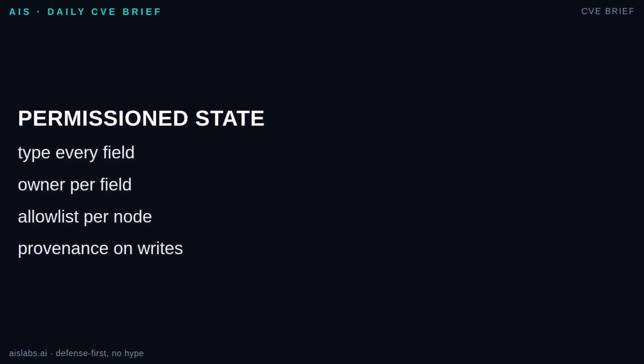Every field has a type. Every field has an owner, meaning the node or subsystem responsible for making that field true enough to use. Every node gets an explicit write-allow list. If a node tries to write a field it does not own, or is not allowed to update, the state layer rejects it. Every successful write gets stamped with provenance: author node, timestamp, and ideally source identifiers. You are not preventing all errors. You are stopping anonymous errors from becoming shared reality.